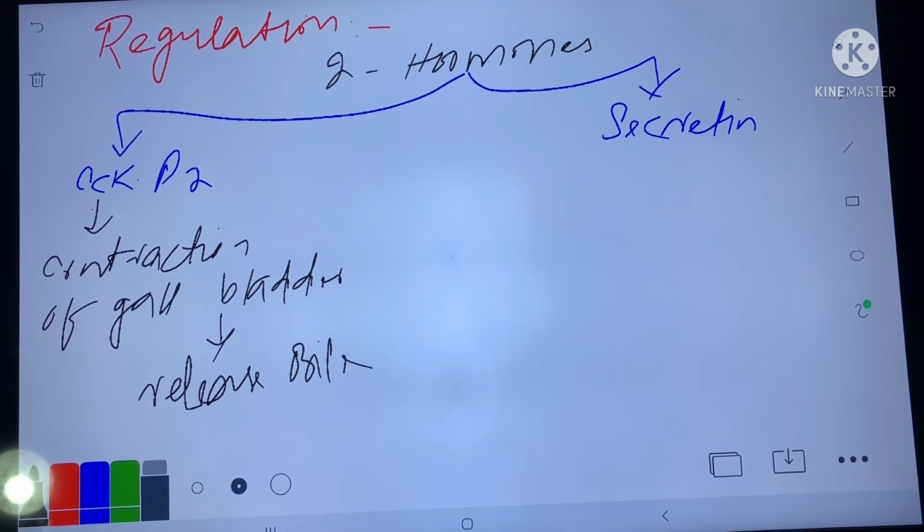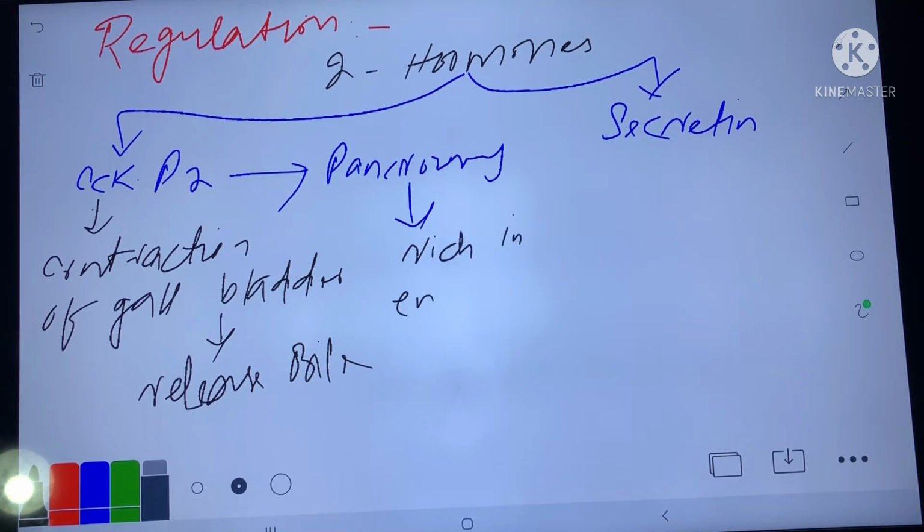Now, what does this CCK do? It is also called pancreozymin. It causes a pancreatic secretion which is rich in enzymes, and it helps in the digestion of the food.